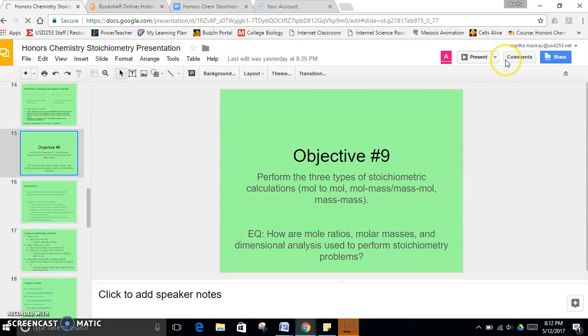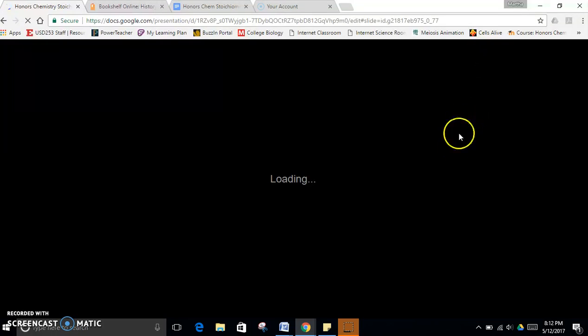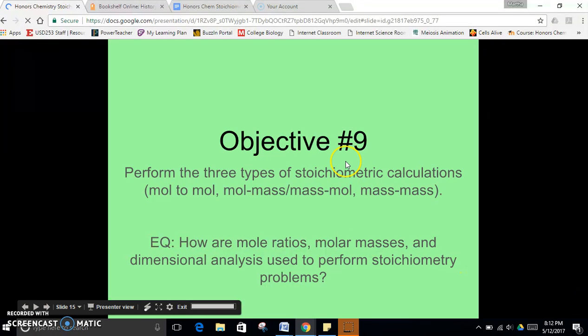All right, welcome to the screencast for objective number 9 of our stoichiometry unit. So in this objective, we're going to perform the 3 types of stoichiometric calculations. The most basic one is mole to mole, which is a 1-step problem, and then mole to mass to mole, which is a 2-step problem, and then mass to mass, which is a 3-step problem.